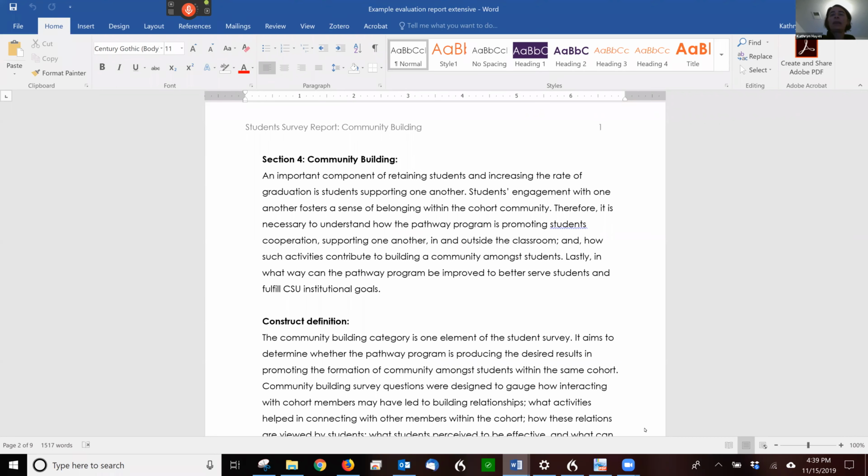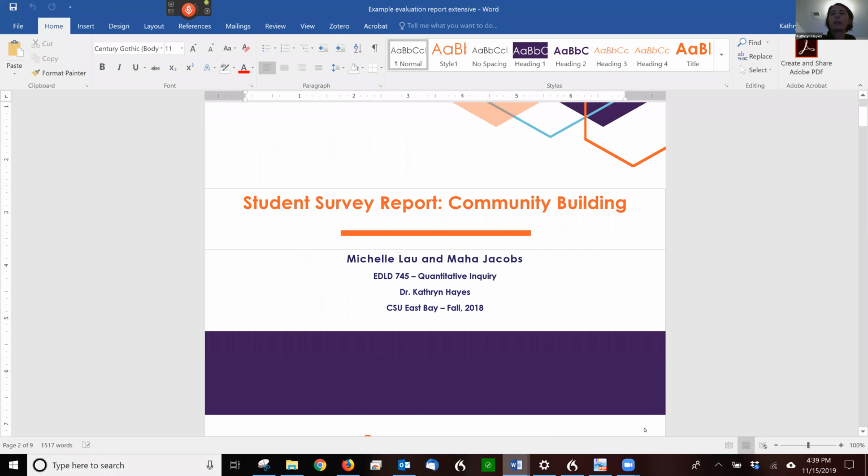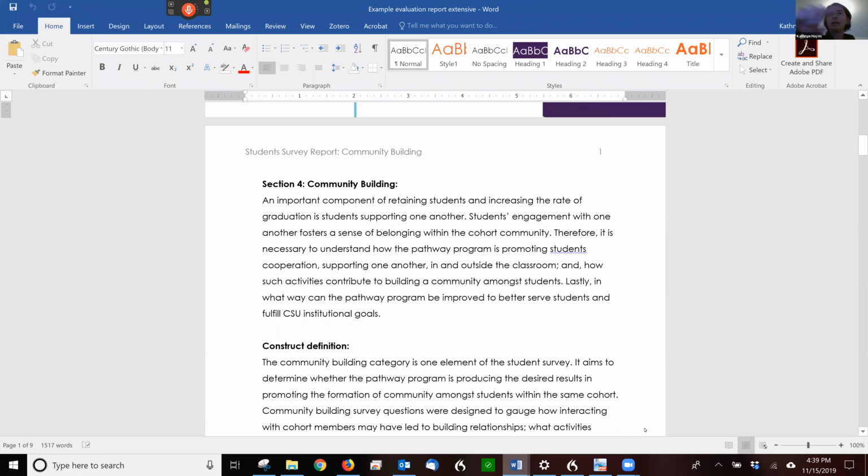So notice that they use a template for the report, so it looks really nice. They have the title of their construct, all right? They make this argument around this important component of retaining students. They were evaluating a class of freshman seminar kind of collaboration. So then they define the construct here.